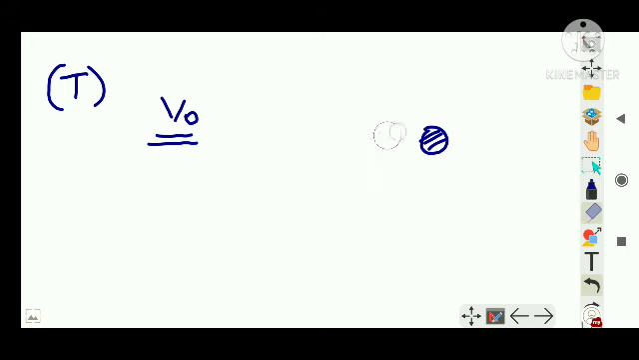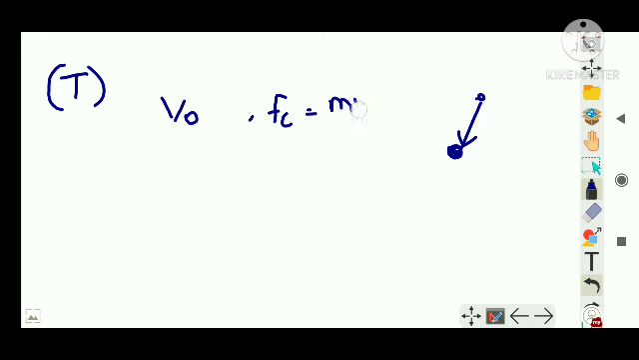So first, let's say a satellite is revolving around Earth with an orbital velocity of VO. Right, so this satellite which is revolving around Earth will be experiencing a centripetal force towards the center. Let's say that centripetal force is Fc, which will be mv squared by (r plus h).